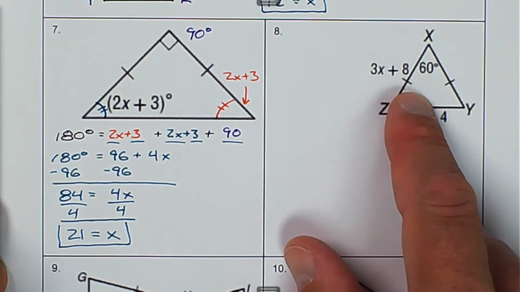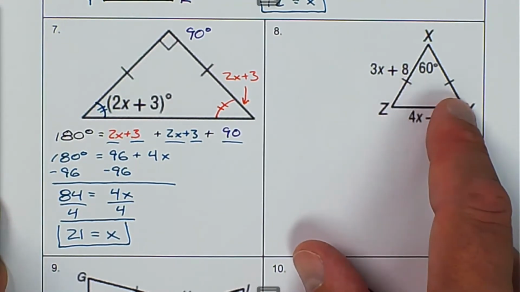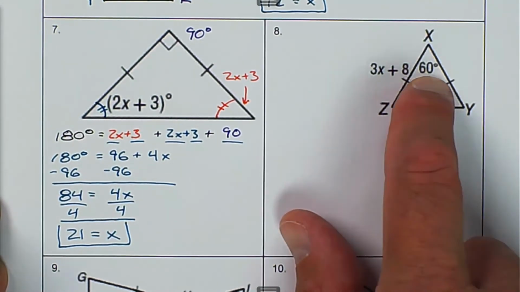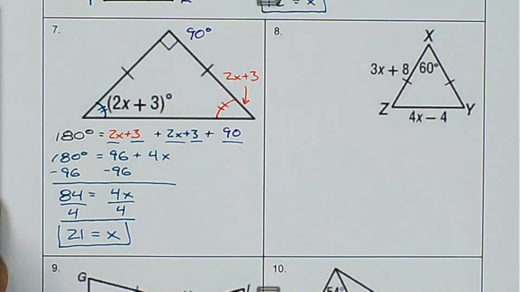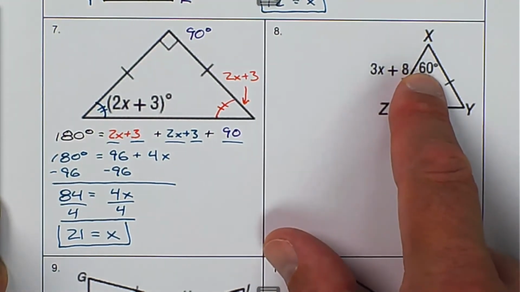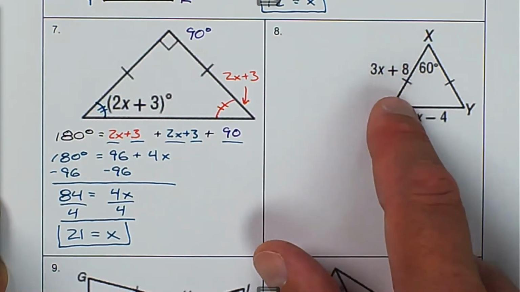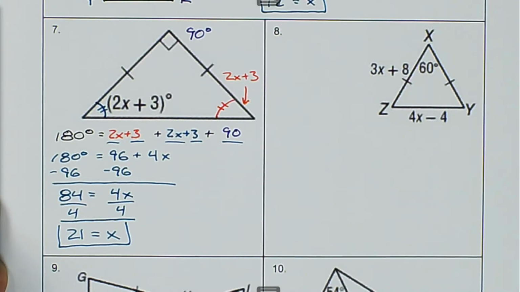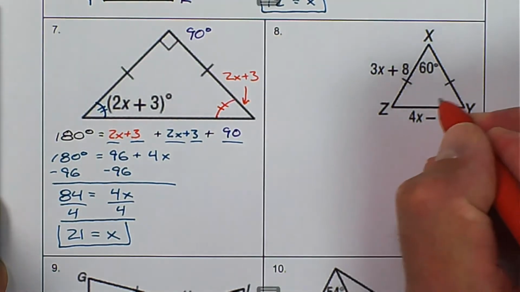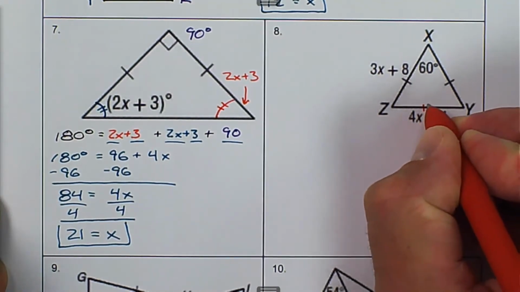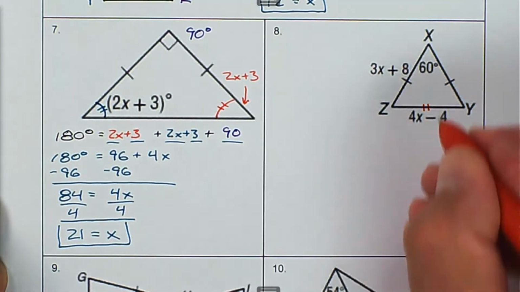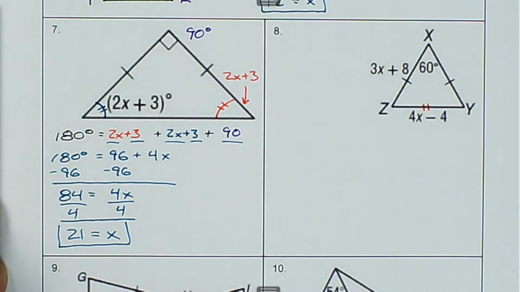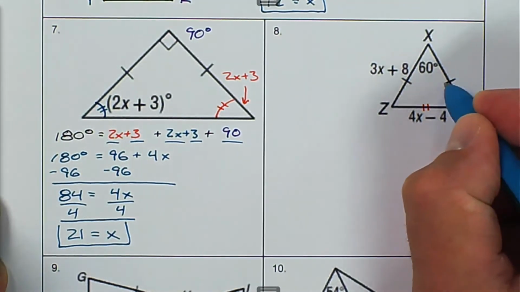Here again, we have another isosceles triangle, but because of that measurement right there, we actually know that it's an equilateral triangle. Because if it's 60 and the other two angles have to be congruent as well, then they're all 60 degrees. So that tells us that all of the sides are congruent.